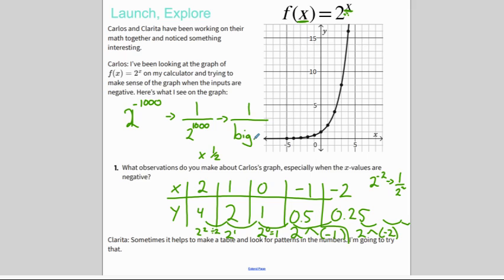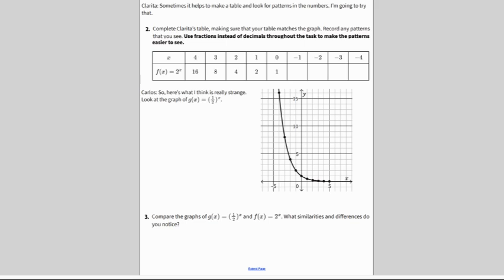Now, you can see that Carlita says sometimes it helps to make a table and look for patterns in the numbers. She's going to try that. Now, when we look at the table that we have, we can see we're just dividing by 2, but there's honestly going to be a better way of looking at it. And to do that, we're going to go to our next page. Or, excuse me, on the bottom of your page. So number 2 has a better table.